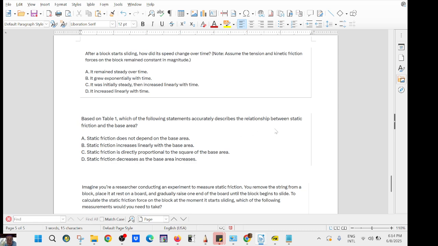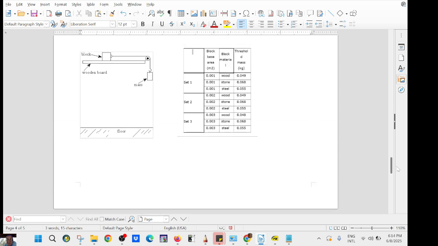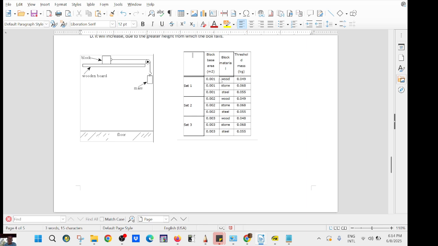Okay, so describe the relationship between static friction and the base area. So let's look at here. Let's see if the base area matters. So here you have one base area. Then you take a larger block and then you take a larger block. Always testing the same material. So if you look at this area versus this area versus this area, so you increase the area, you see that the threshold mass does not change, right?